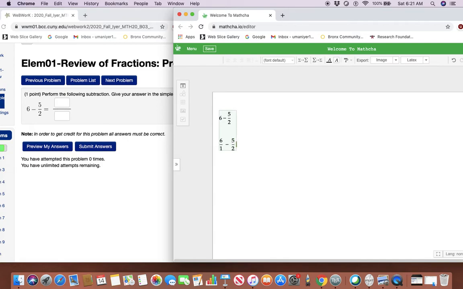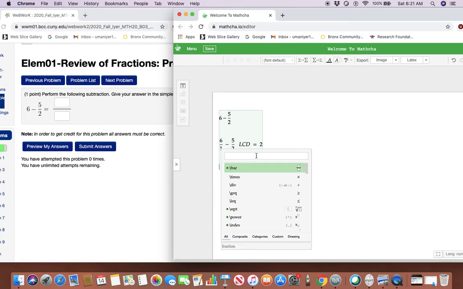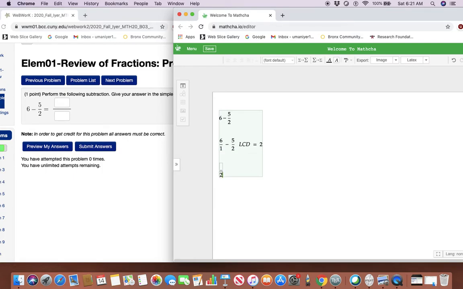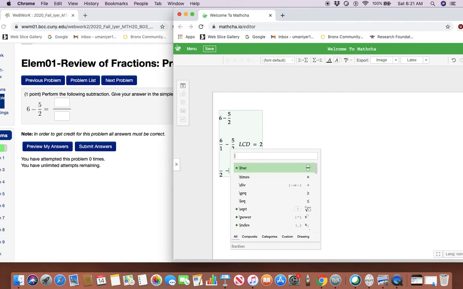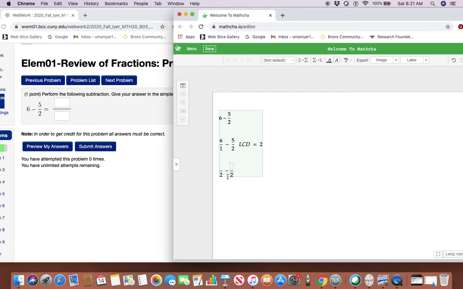Okay. So what is the least common denominator? Start with the biggest number. Does 1 divide 2 evenly? Yes. Does 2 divide 2 evenly? Yes. So 2 is a good enough least common denominator. So that's 2. I rewrite both the fractions with 2 in the denominator.